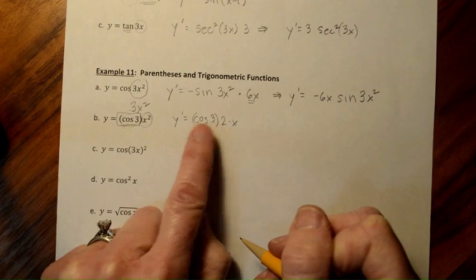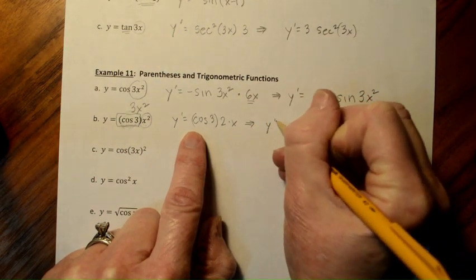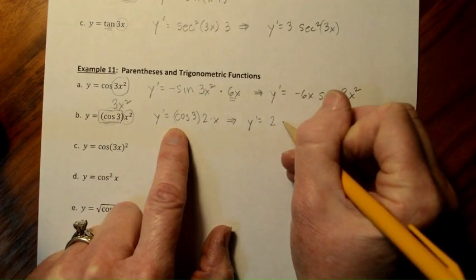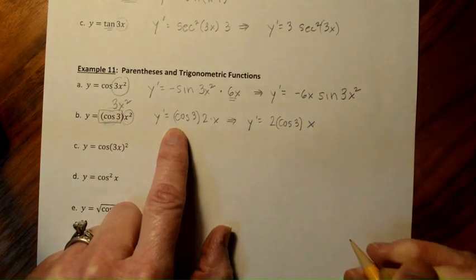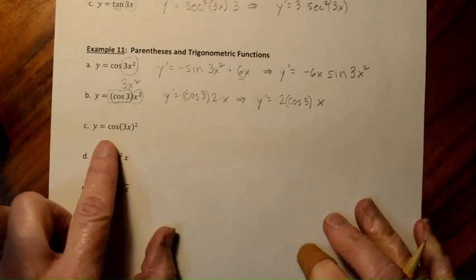And then again, I would bring that 2 up front, and so we end up with y prime equals 2 cosine 3x. All right. Okay, next one.